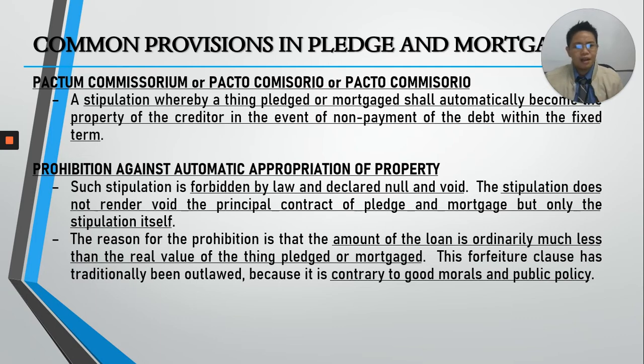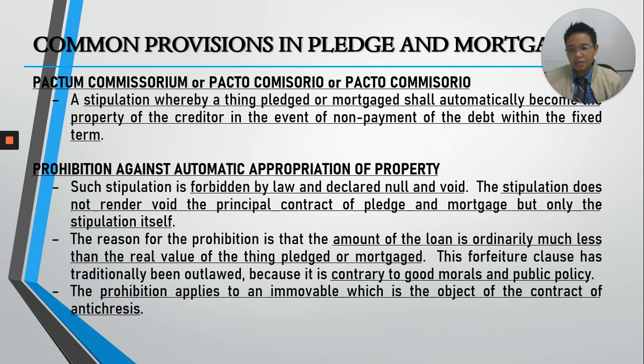So remember here, class, that is the reason. Usually kasi pagkatatanggap ka ng sangla, mas malaki ang value ng sangla. Even in pawn shops, yung appraisal ng alahas ninyo mas malaki kaysa dun sa amount na pwede nyong utangin. So, yun ang tandaan natin dyan. Forfeiture clause has traditionally been outlawed because it is contrary to morals and public policy. Tama naman. It's also contrary to law. So what else? Prohibition also applies to immovable, which is the object of a contract of Antichresis. Nakalagay ko sa book nyo, so sinama ko na rin lamang. So what else?